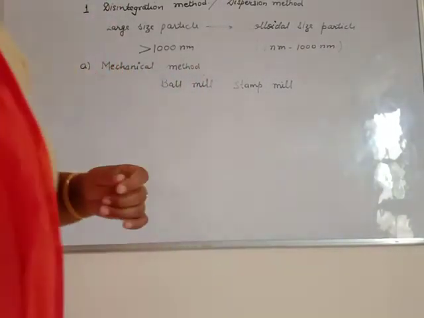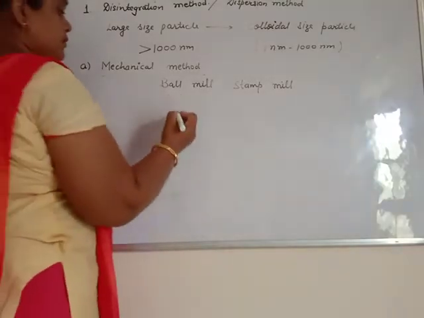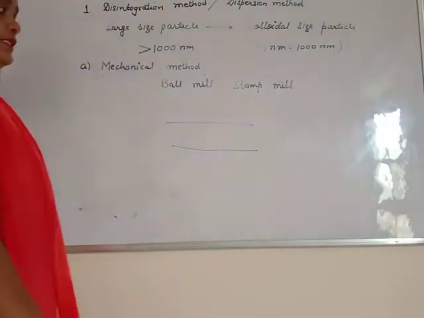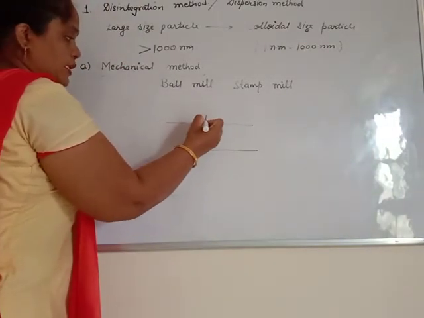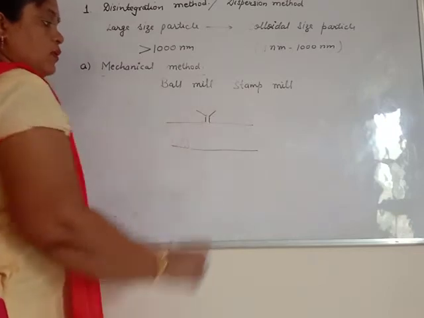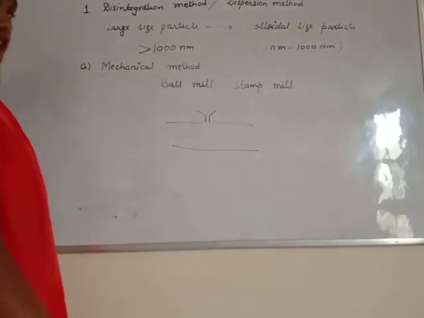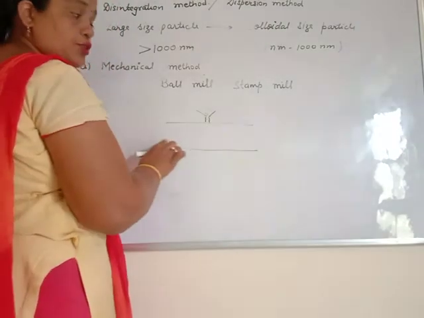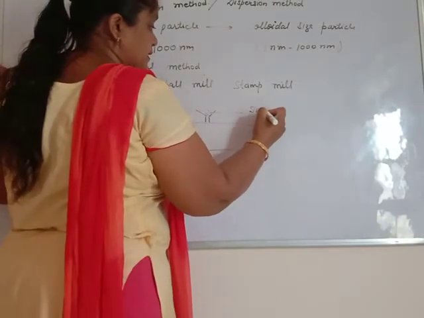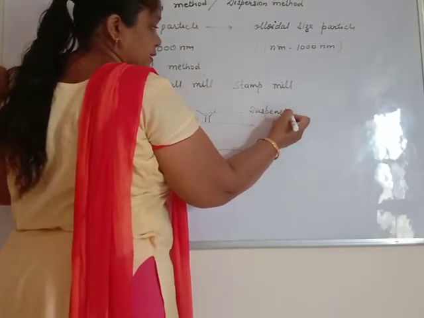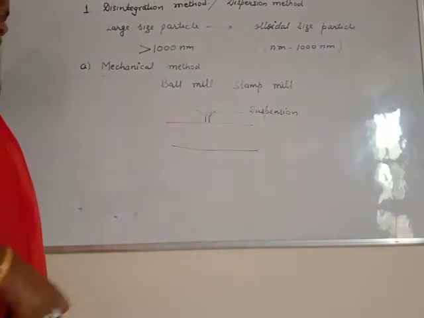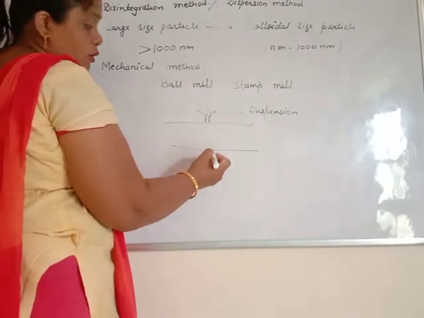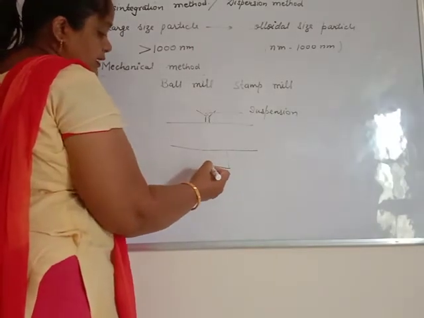In our syllabus, the ball mill is explained. We use two steel discs like this. The upper steel disc has a hole which is fitted with a hopper. The hopper is the instrument through which suspension is introduced between these two discs. Beta, this is the suspension, that means large size particles plus dispersion medium. Through the hopper, suspension is introduced between these two discs. The lower disc is combined with a rotatory shaft.